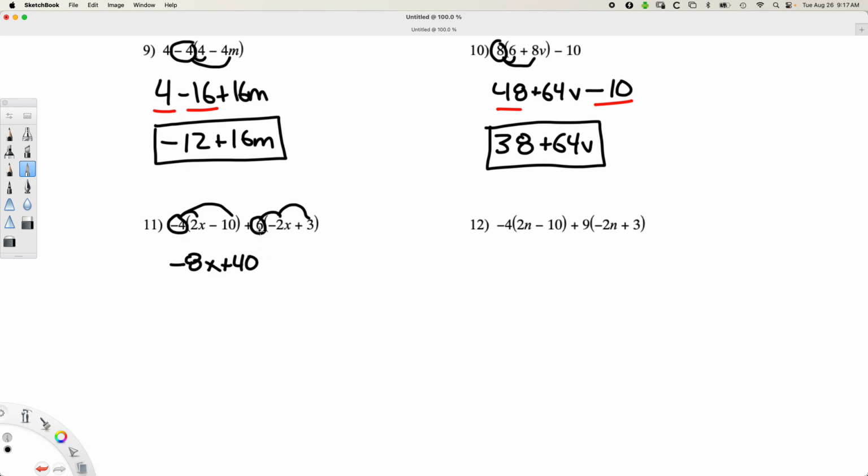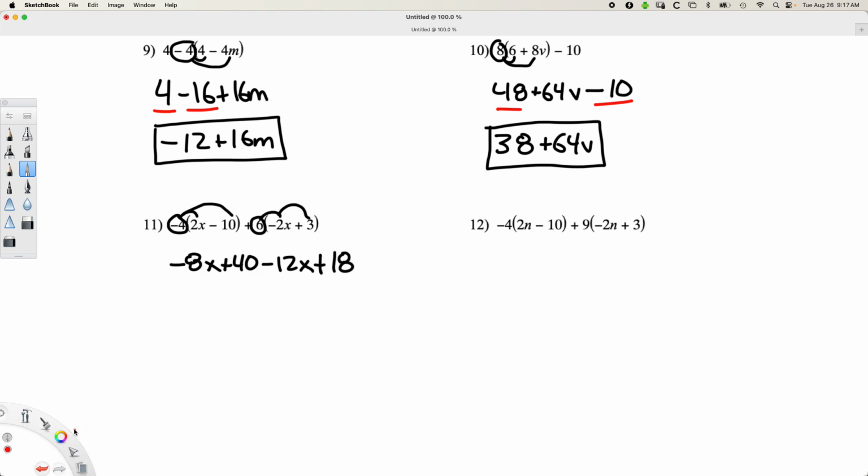Okay. Now I have my plus 6 times negative 2x. A positive times a negative becomes a negative. 6 times 2 is 12, and I have x. And then finally, 6 times 3, both positive, would be 18.